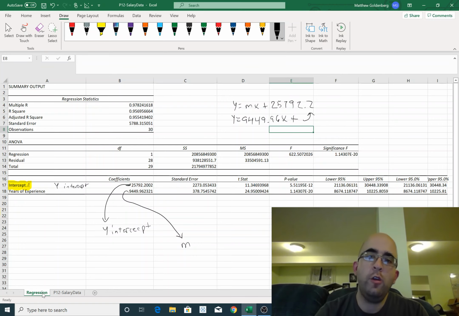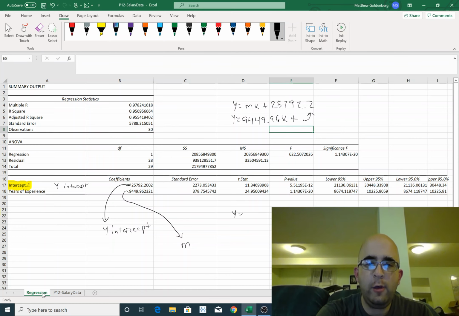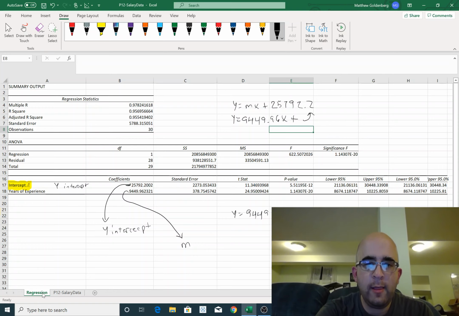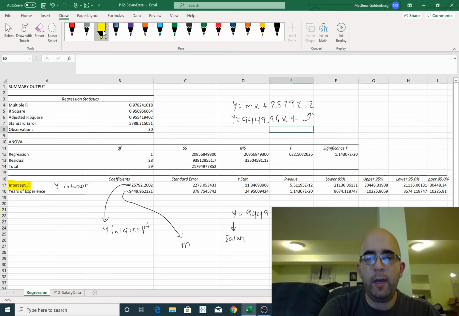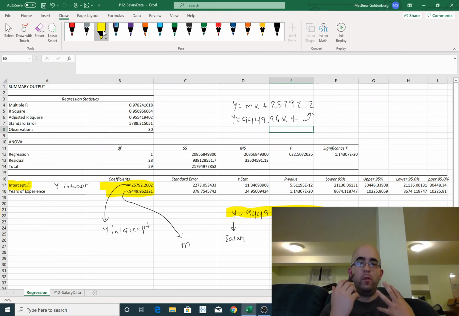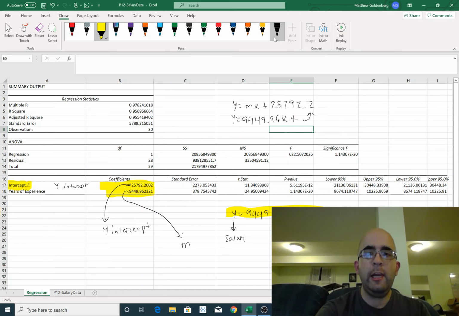Now here's the key. You have an equation now. Y is equal to 9449.96x plus 25792.2. This x is your years of experience, and this y is your salary. This equation we just made using these two coefficients is what's called your linear regression equation, and it allows you to predict.